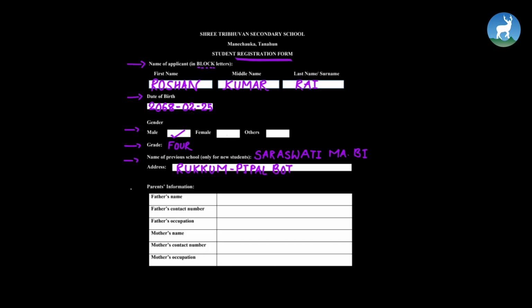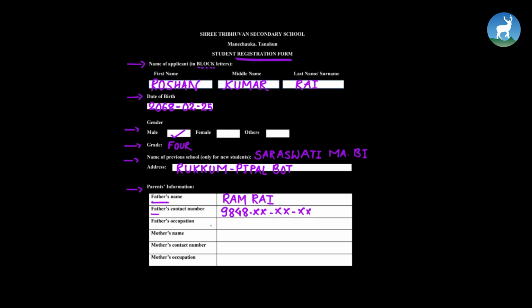Now let's move further to fill in the parents' information. Here we need to write down the father's name. Let's assume Roshan's father's name is Ram, maybe Ram Prasad Rai. So Roshan's father is Ram Rai. Now here we need to fill in the father's contact number. Let's write any number, 9848, and something can be filled in here. We'll give XX here.